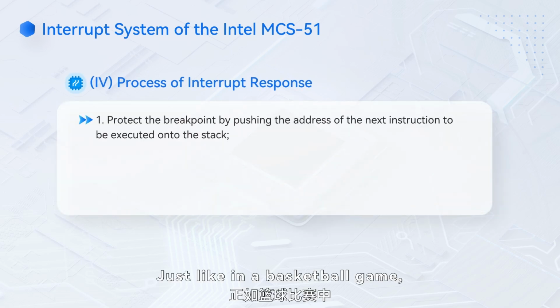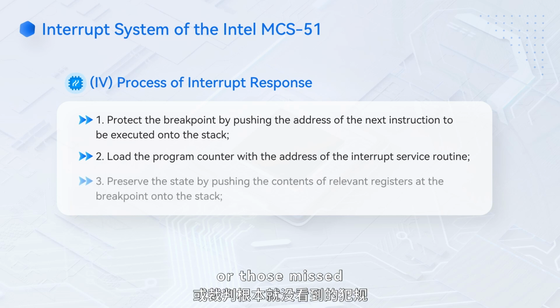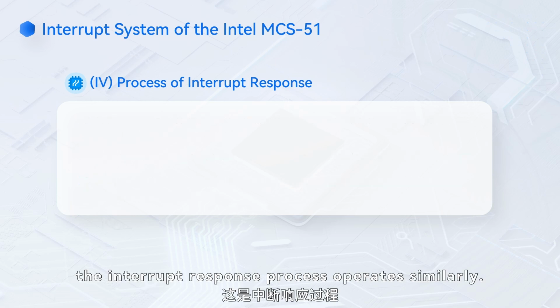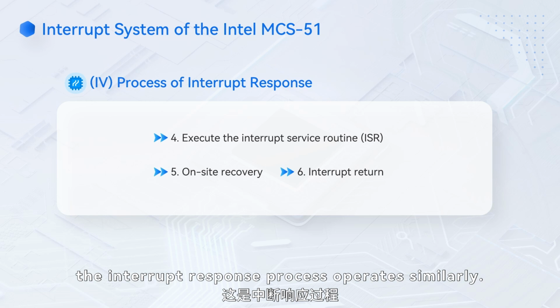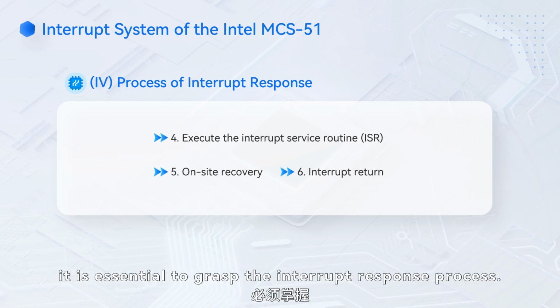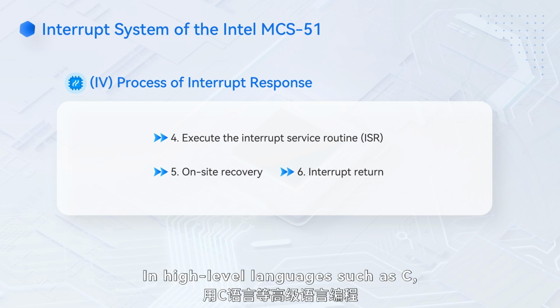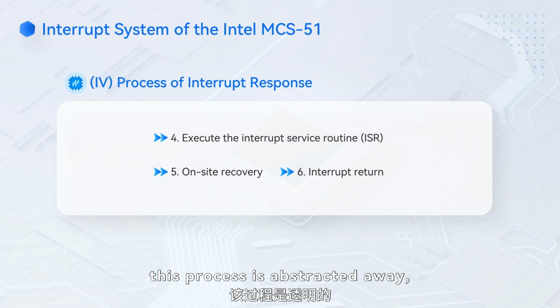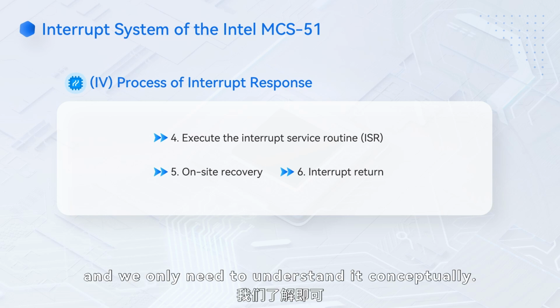Just like in a basketball game, where minor fouls or those missed by the referee go uncalled, the interrupt response process operates similarly. When programming in low-level languages like assembly, it is essential to grasp the interrupt response process. In high-level languages such as C, this process is abstracted away, and we only need to understand it conceptually.